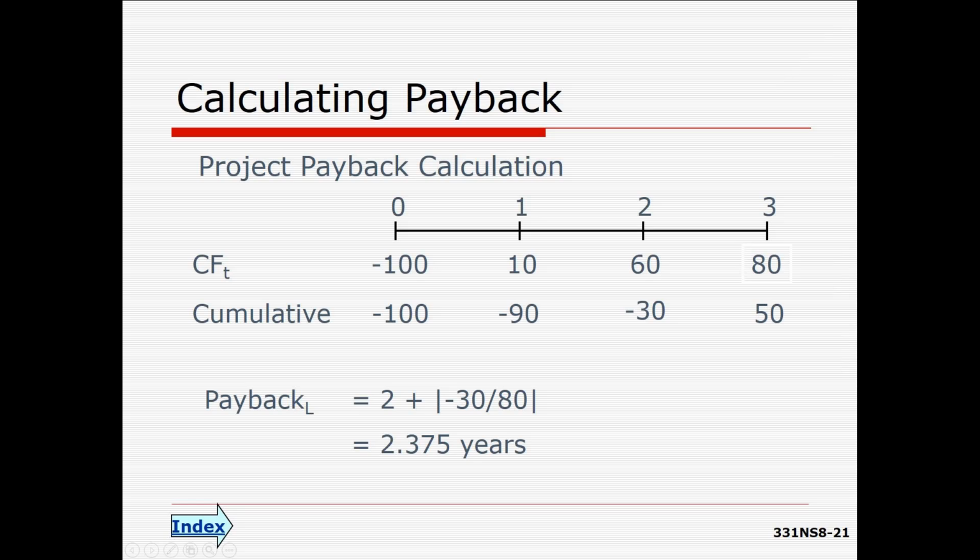We find the fraction by dividing the last negative cumulative cash flow by the cash flow in the next year and taking the absolute value. In this case, that is the absolute value of minus 30 divided by 80, or 0.375. Add that to the year, the last year with a negative cumulative cash flow, and you have payback, 2.375.